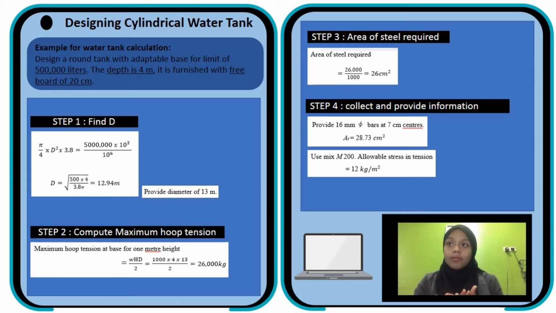Okay, so the fourth step is to collect and provide all the information, which is we provide 16 mm diameter bars at 7 cm centers. So the AT is 28.73 cm square, and we use mix M200, which has an allowable stress in tension of 12 kg per meter square.